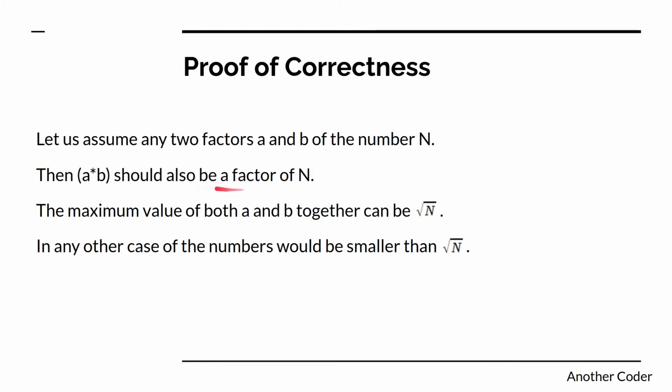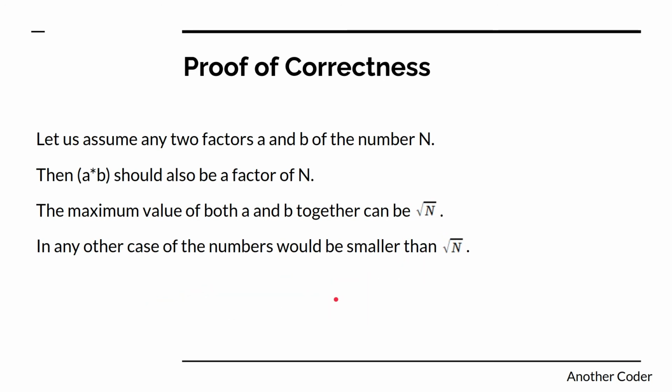Now this is in violation of our initial assumption that a into b should also be a factor of n. But if a is equal to root n and b is any number greater than root n, then it will result in a number which is greater than n itself, and it cannot be a factor of n. So we observe that the maximum value of both a and b together should be equal to root n, and in any other case one of the numbers would be smaller than root n and the other number would be greater than root n, right?